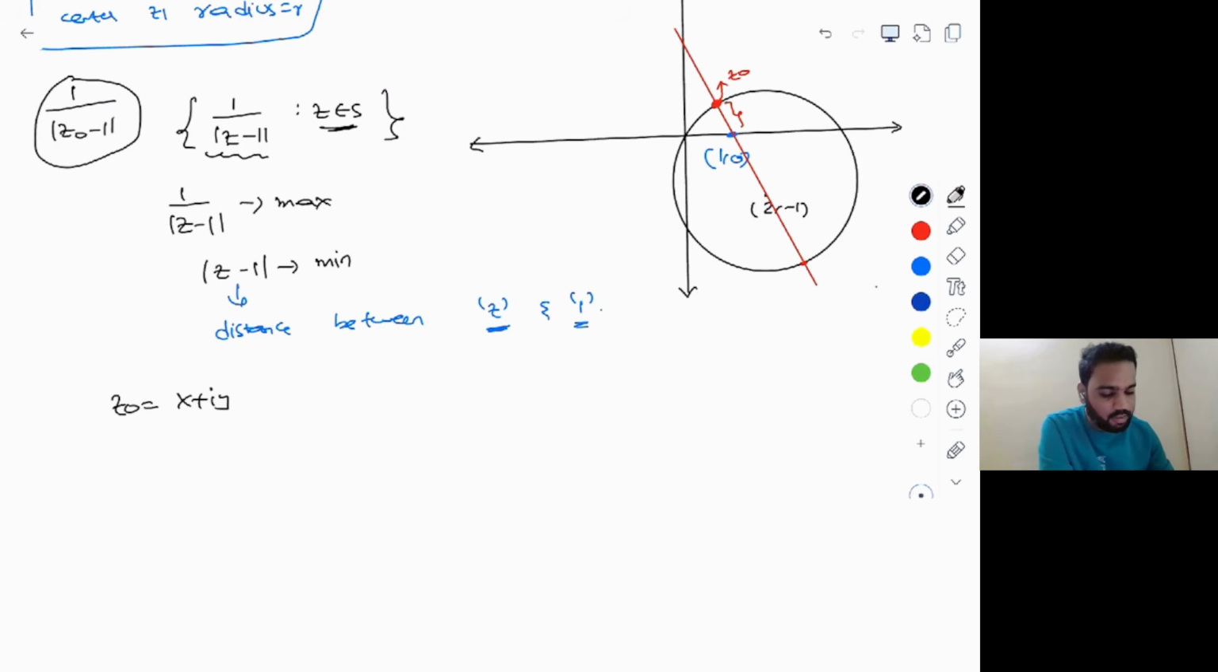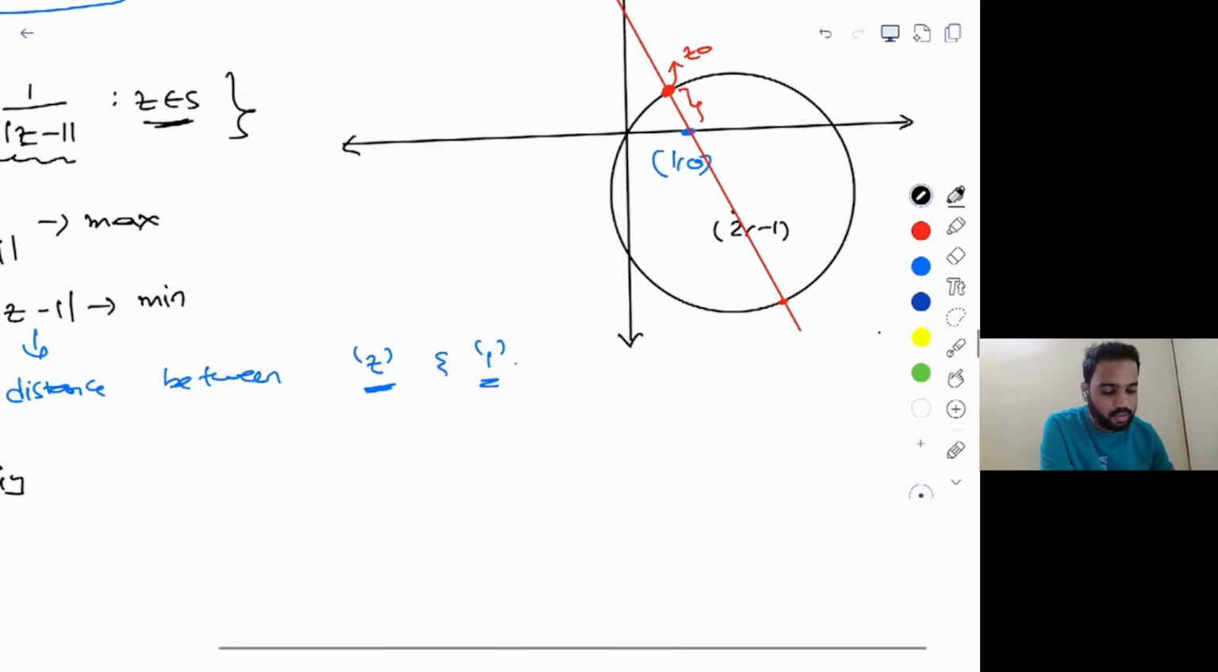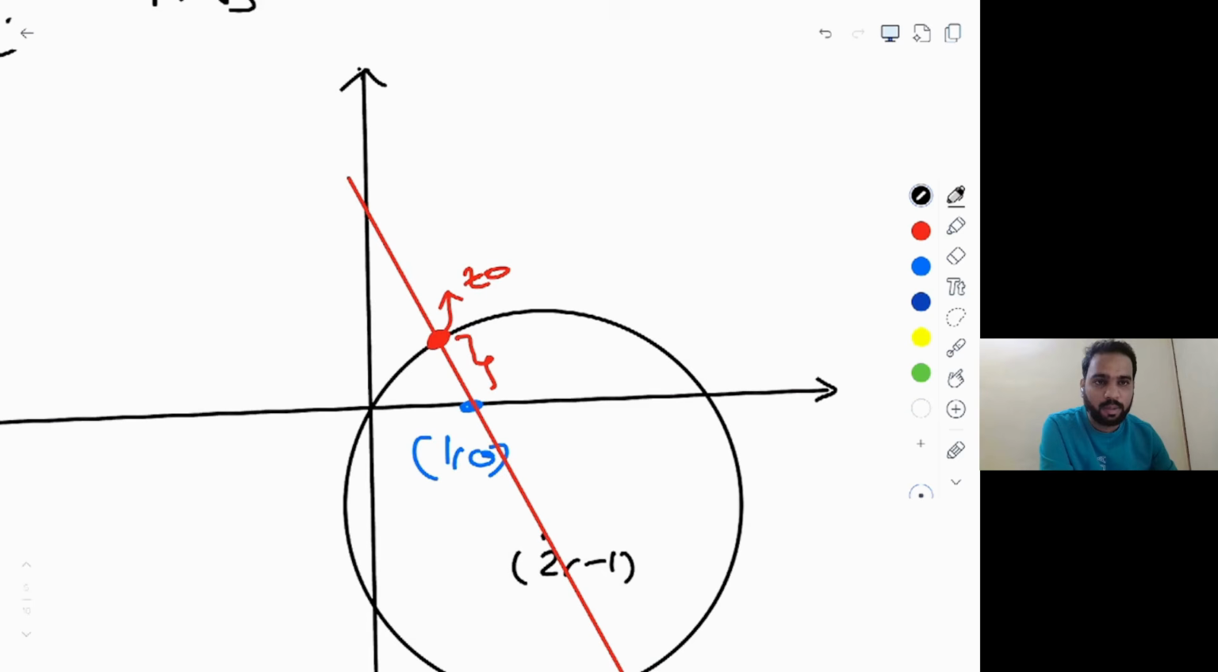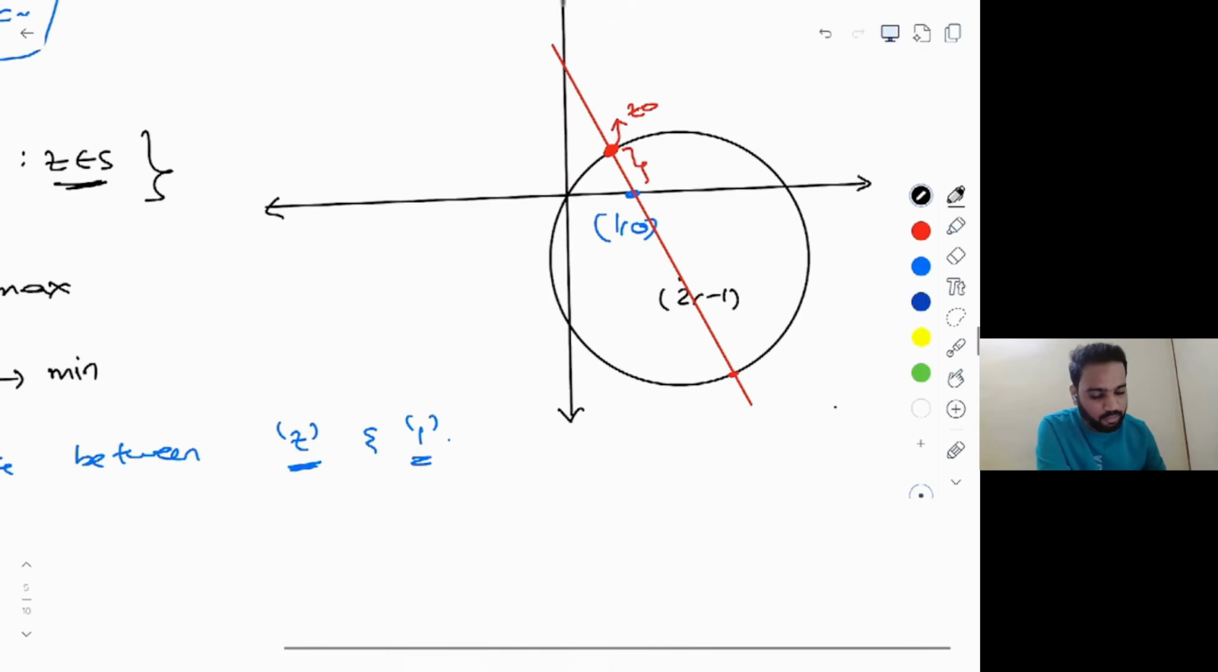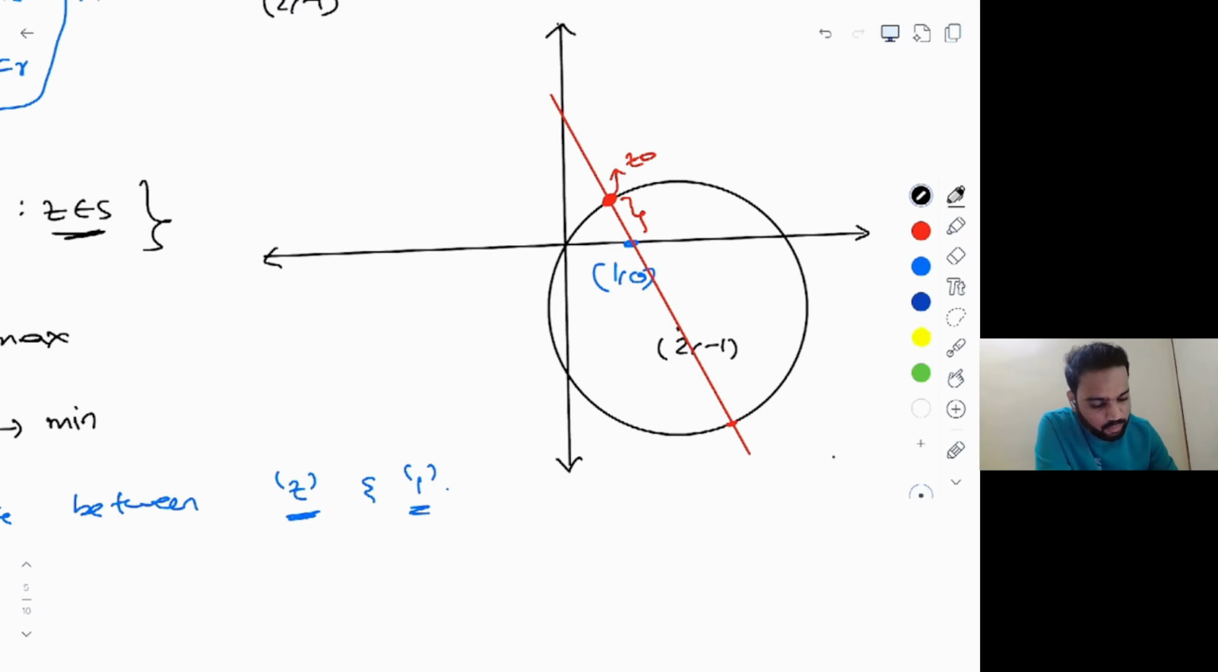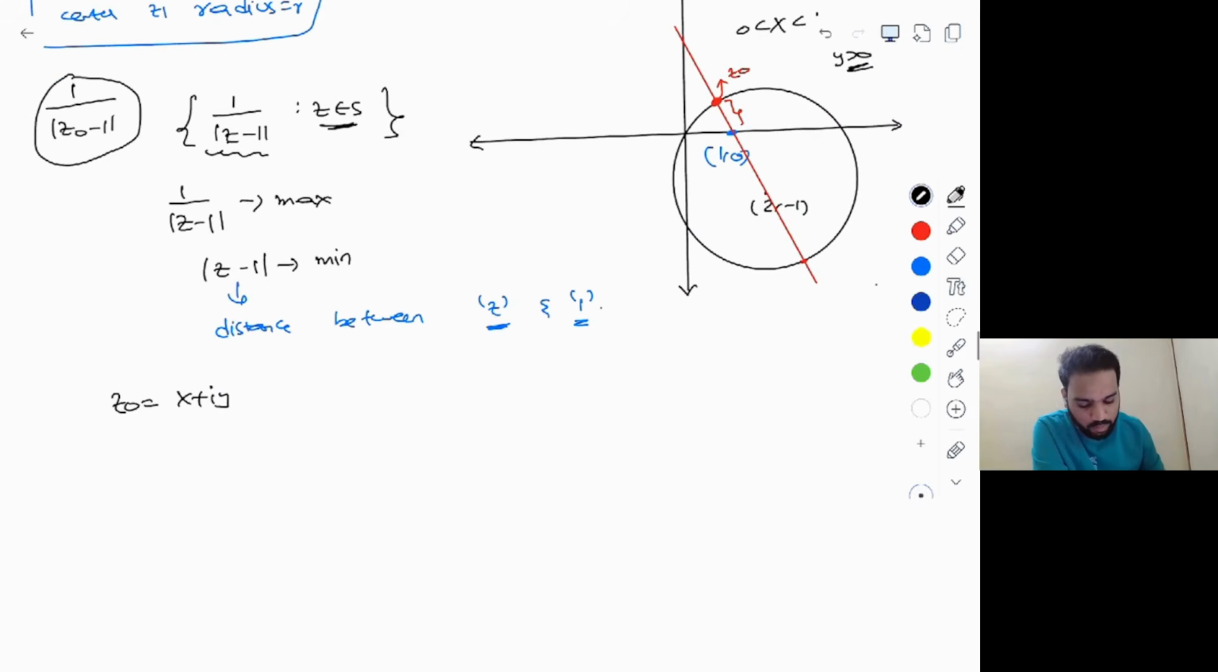But from the diagram, it is very clear that the x coordinate of the point, look at that diagram, the x coordinate of this point Z naught is a value lying in between 0 to 1 because it is on the left side of 1 comma 0 and the right side of origin. That is why, let's write down that here itself. The x coordinate, x should be lying between 0 and 1. And what about the y coordinate? We can say here, obviously, it is greater than 0 because it is above the x axis, right? So we have the two conditions. So let's keep that in mind.